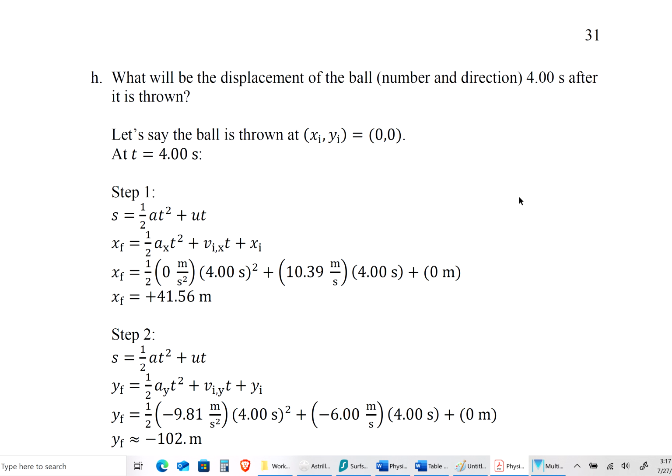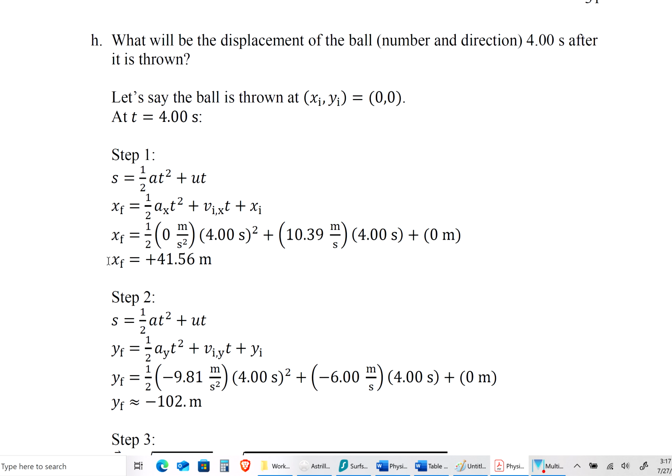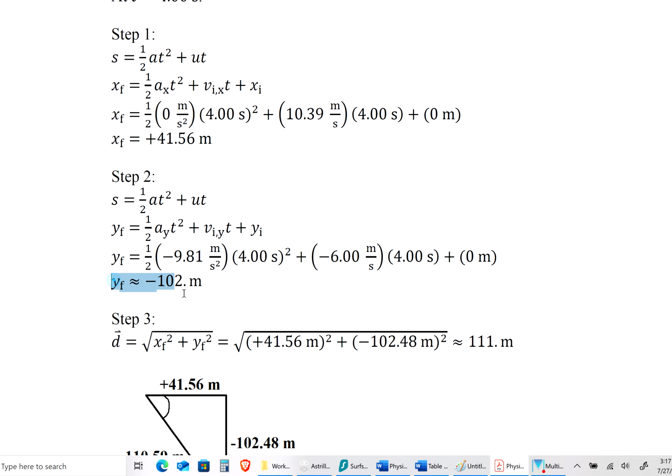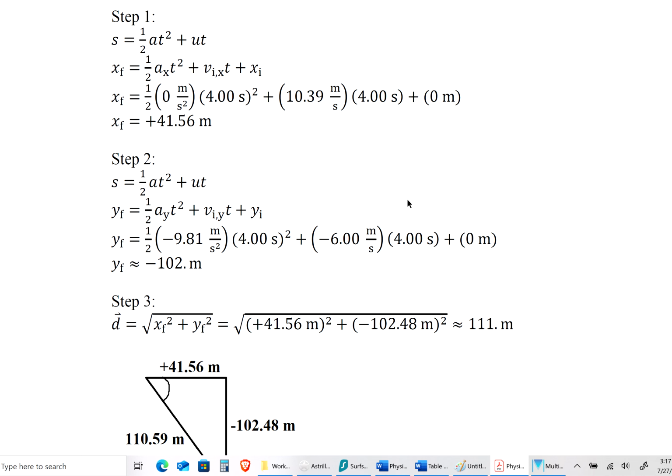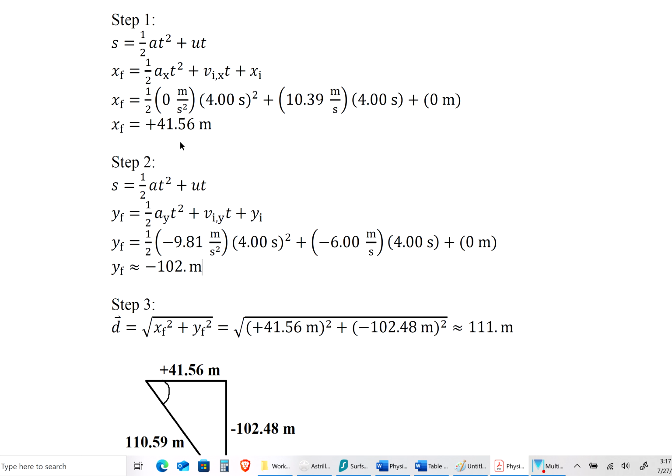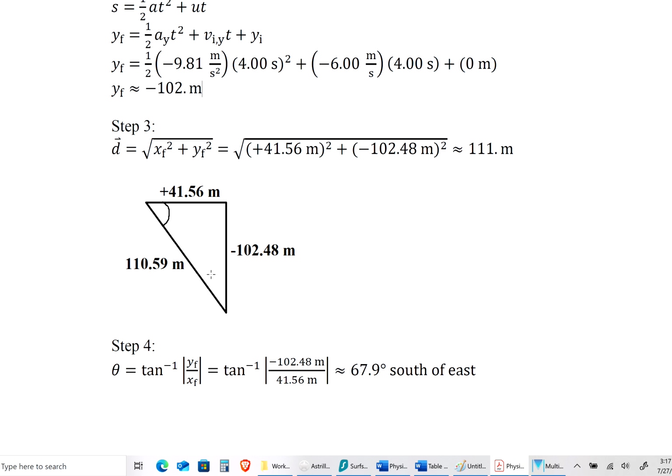What will be the displacement of the ball 4 seconds after it is thrown? So first find x final after 4 seconds, then find y final after 4 seconds. So x final is positive, y final is negative, so we get a triangle that looks like this. We could determine the displacement, which is the magnitude, and the direction.